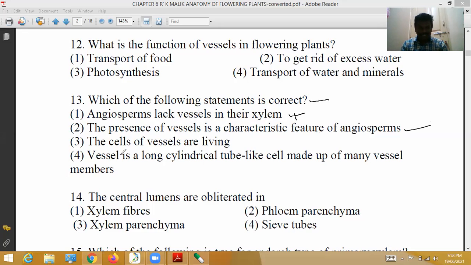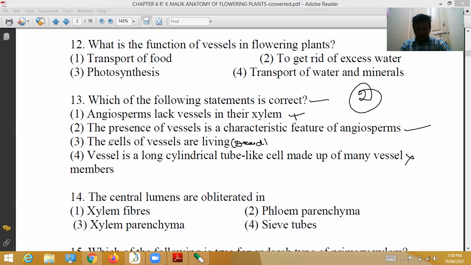Next, the cells of vessels are living. Actually, the cells of vessels are dead, so it is also a wrong option. A vessel is a long cylindrical tube-like structure made up of many vessel members. The option says vessels are spherical shaped structures, so it is also wrong. So among the 4 options, the correct option is 2.